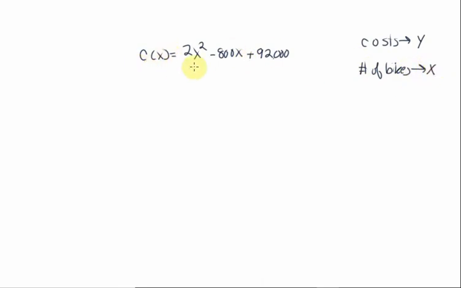So they ask us for the minimum. That means I'm looking for the vertex of this quadratic. Part A is asking you for the number of bikes, and part B is asking you for the cost. So they're just asking for the x and the y value of this vertex. You'll have a question just like this on the test, and it's actually really easy to solve. Remember, how do I find a vertex? I have that very simple formula to find the x value, then the y value.